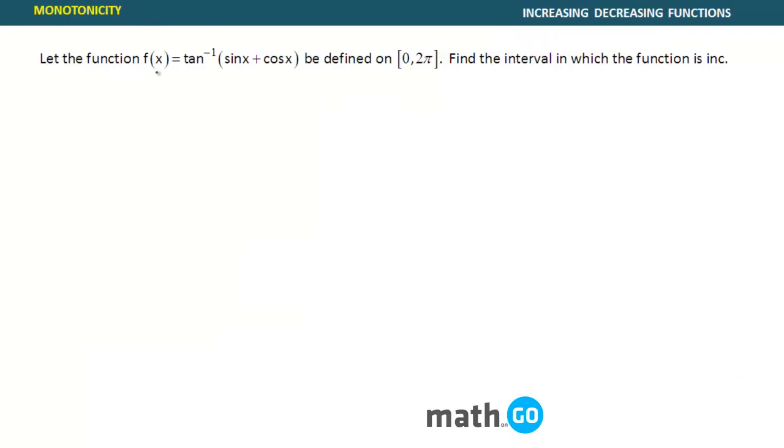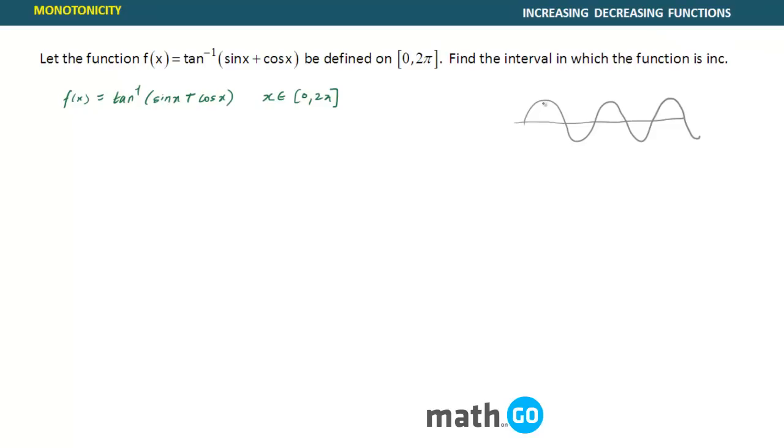It says that the function given to you is an inverse function, that is f of x is equal to tan inverse of sin x plus cos x, and x ranges from 0 to 2 pi. You need to find the interval of x where the graph is increasing. Now also understand that a function need not necessarily be monotonic. The function can be both increasing as well as decreasing, as we can see in our sin x graph. Very easy to understand. The sin x graph is not monotonic because it has a dual nature.